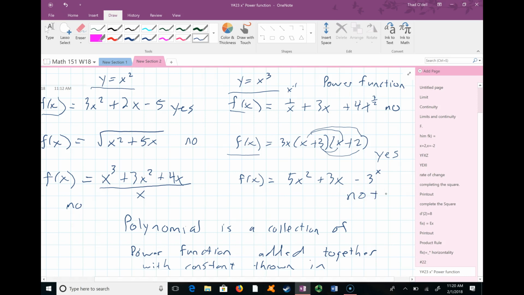Now, when you're talking about polynomials, one of the ways we classify them, which is really important, is by degree.